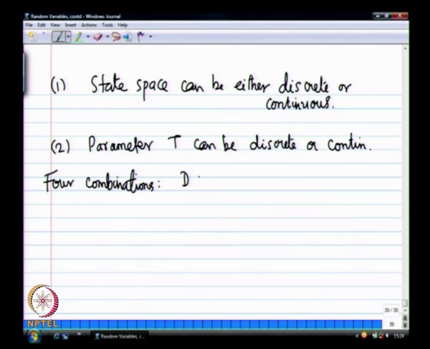So you have discrete state. Whenever it is a parameter, we simply refer to it as time. So: discrete time, discrete state; discrete time, continuous state; continuous time, discrete state; continuous time, continuous state. Four possible systems. This is important because when you look at a system, each of these has different properties, right.